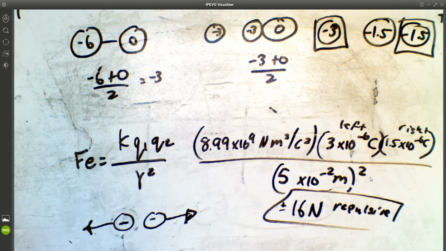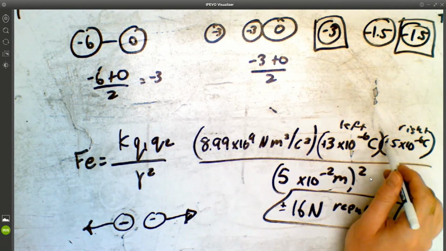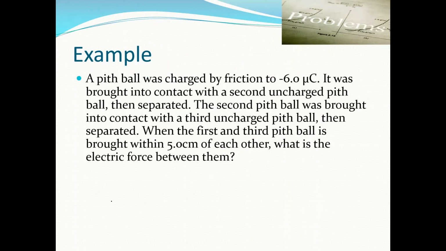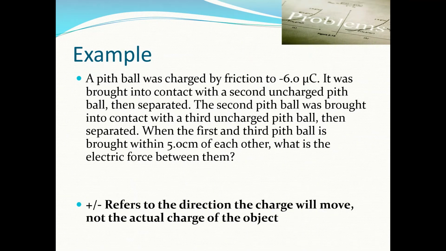So we use our knowledge of how charges interact with each other to give our direction. We always put it in as positive. We never put the negative in there because it won't give us the right direction. So that's why I have this extra little point here at the bottom. Positive and minus refers to the direction the charge will move, not the charge on the object. So it's not correct to put the charge in there.